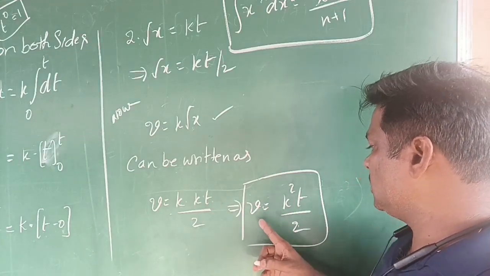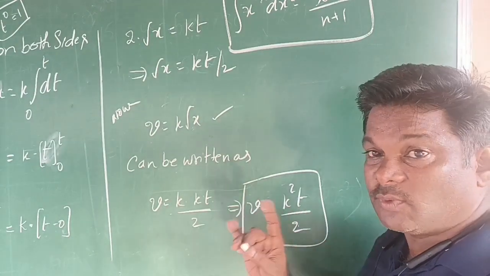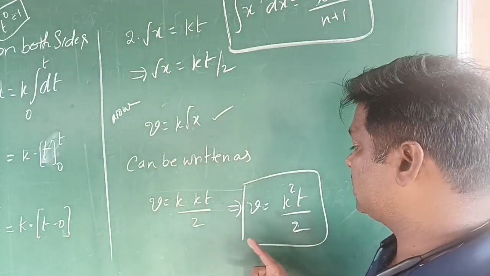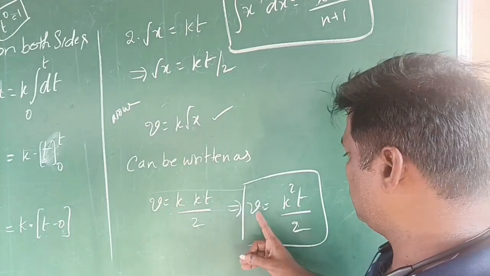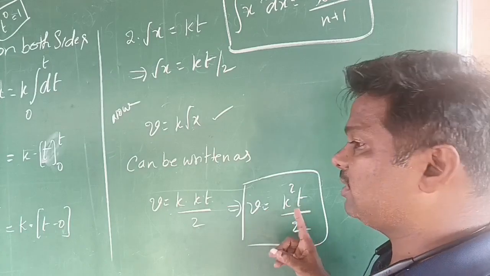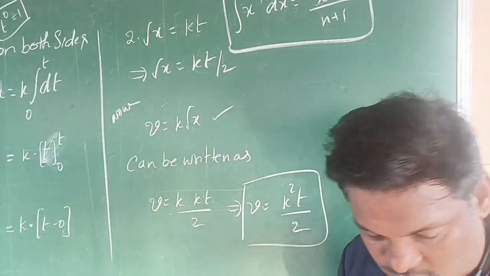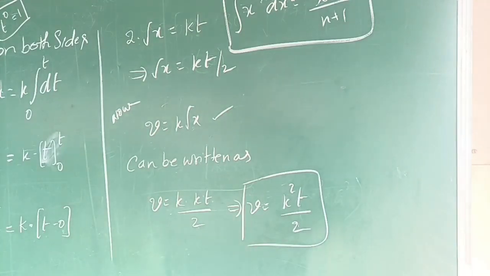Observe here, in this equation you got velocity and time. This is what he is asking: a relation between velocity and time. We got this. Everyone note it down. We'll go for the next sum.